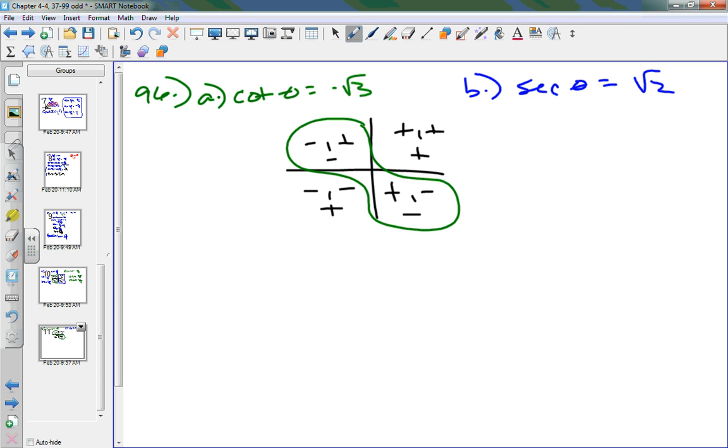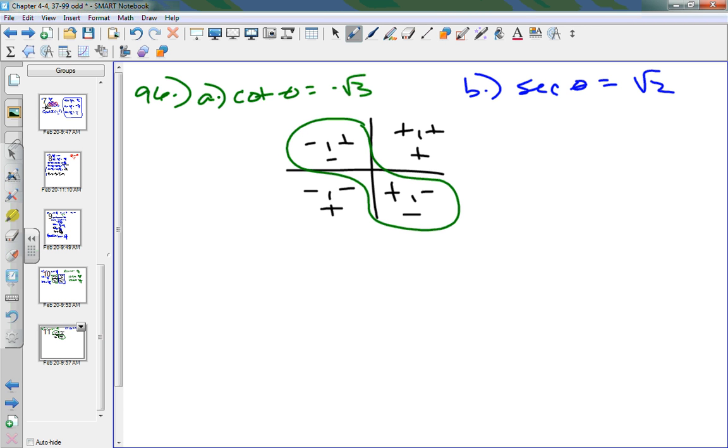How do I get lovely little square root of 3 for a cotangent? Well, I'm pretty certain that square root of 3 is not anywhere near a 45 degree angle, right? Because you're not going to get a square root of 3 answer. So that leaves me either 30 or 60 degrees, right? It's either 30 or 60 degrees. So which one do you want to do first? You want to do 30 or 60?